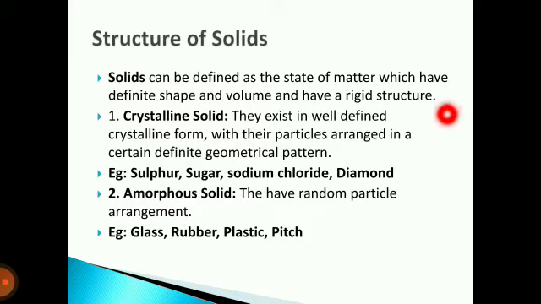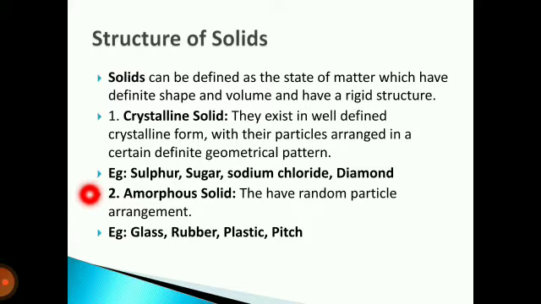There are basically two types of solids. One is crystalline solid and the other is amorphous solid. Crystalline solids have a highly ordered arrangement of their constituent particles, that is, a definite geometrical pattern of arrangement of atoms, ions or molecules. Examples of crystalline solids are sulfur, sugar, sodium chloride, diamond, etc.